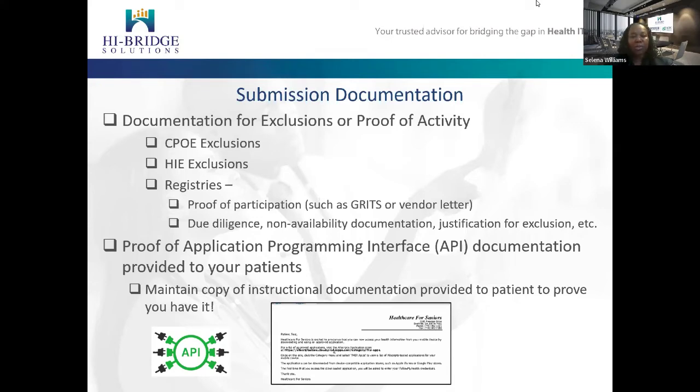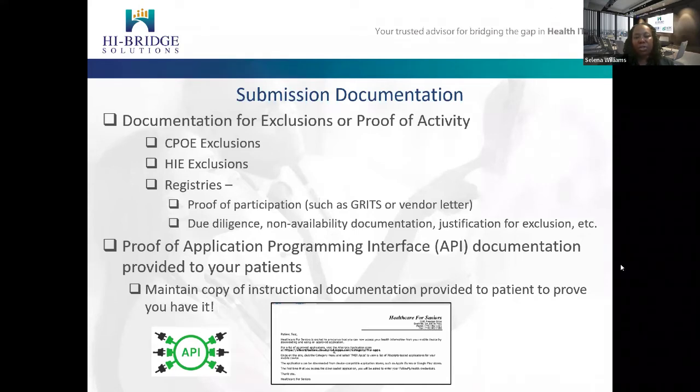So if you reached out to a registry and they're not participating, they usually send you an email or something back. Please make sure you upload that documentation as well, stating that it's not required or you don't have to participate. Proof of application programming interface, API documentation provided to your patients. I spoke on that earlier. This is just kind of an example.